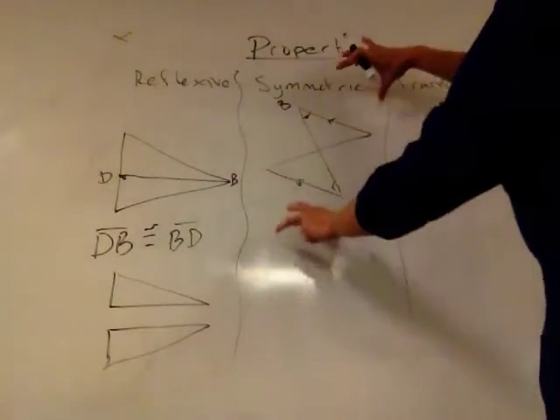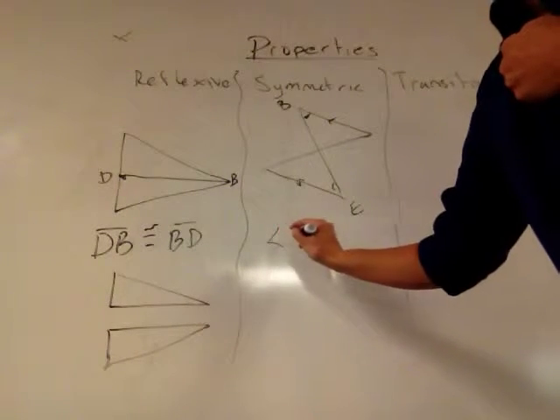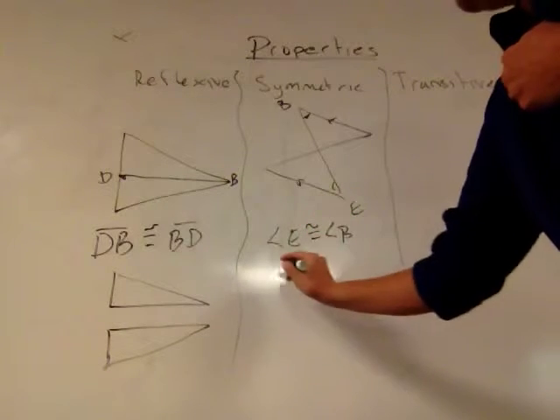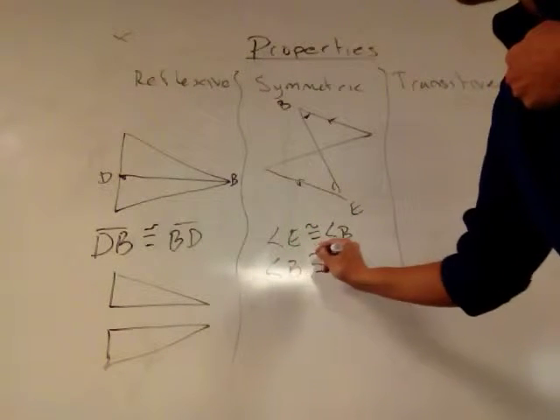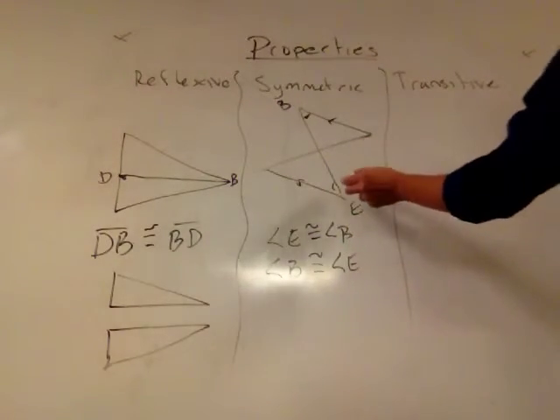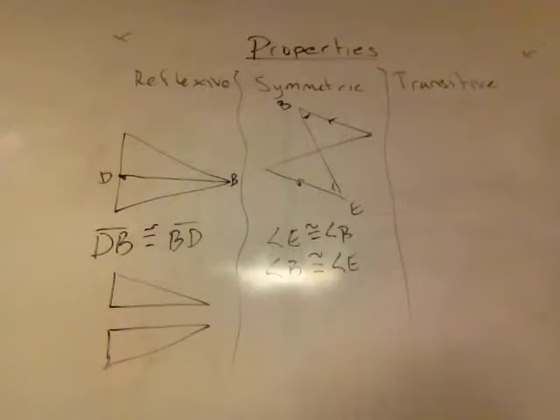So again, if I separate these two triangles, I can make the comment that angle E is congruent to angle B, and angle B is congruent to angle E. In other words, this is the same as this no matter how I write it. I used that property right there when I rewrote it differently. Okay.